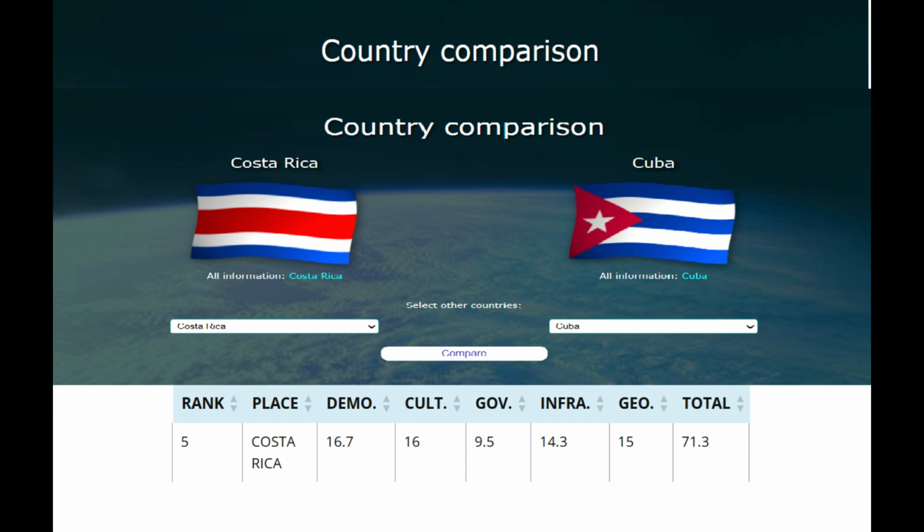The fifth and final category is geography, where Cuba is a Caribbean island, Costa Rica is in Central America, bordered by Nicaragua and Panama, with both Pacific and Caribbean coasts on each side of it.